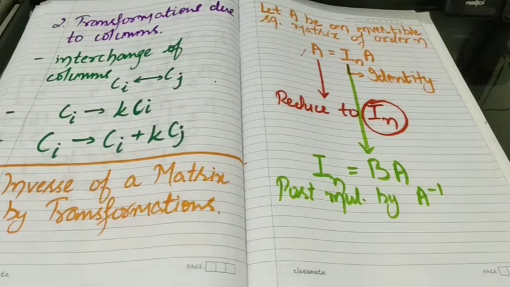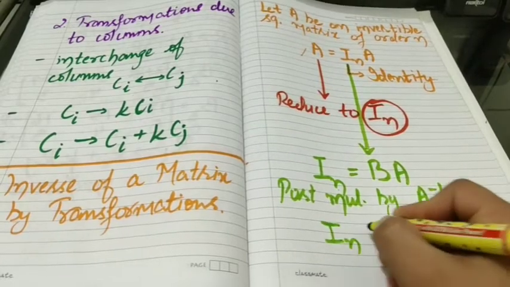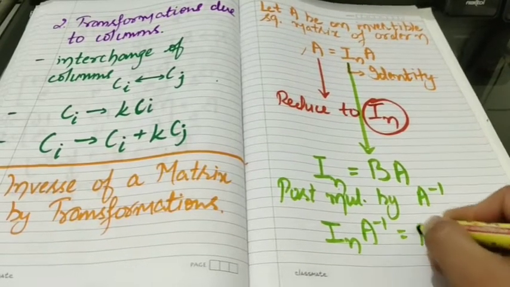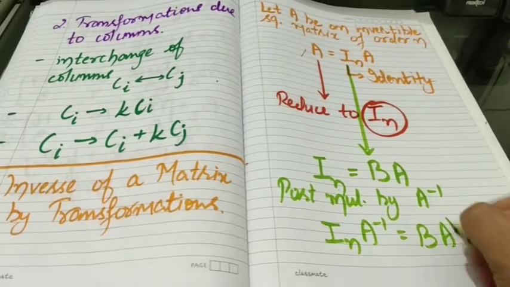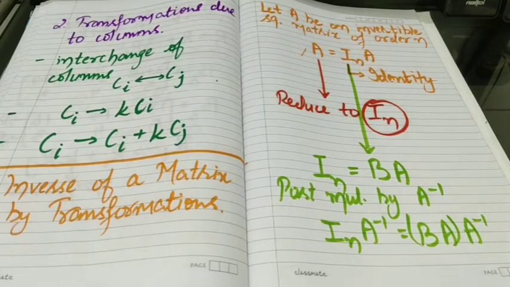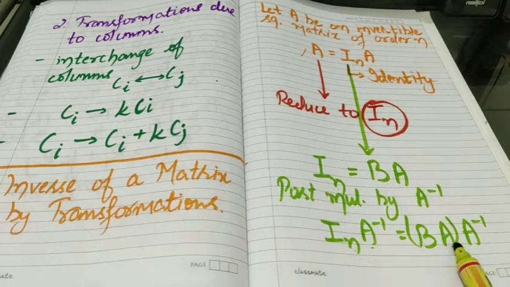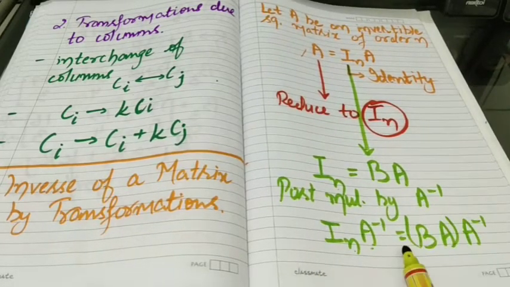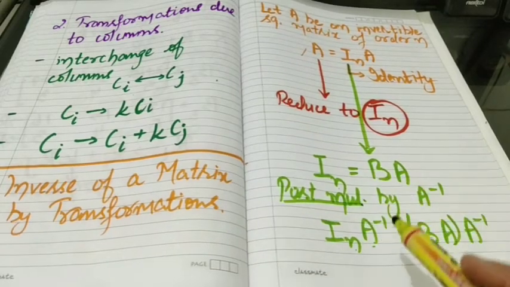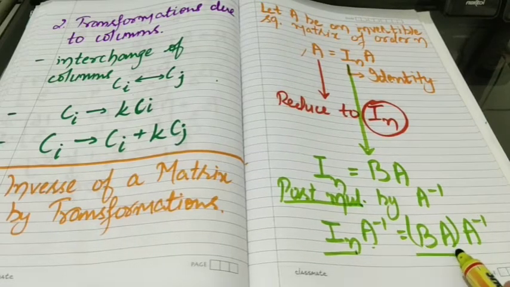Now next is post multiplying by A inverse, means In, the identity matrix, into A inverse equals BA into A inverse. Post multiplying means A inverse should be multiplied after In and after BA. In case of pre-multiplying, A inverse should come before In and before BA. Since it is post multiplication, that's why A inverse will be applied after In and after BA.